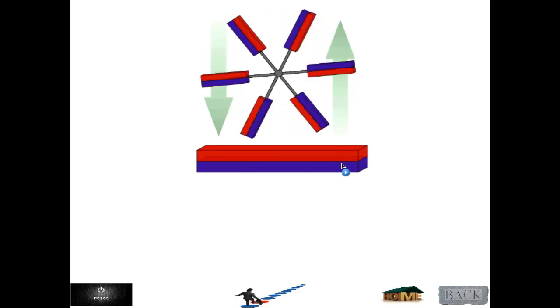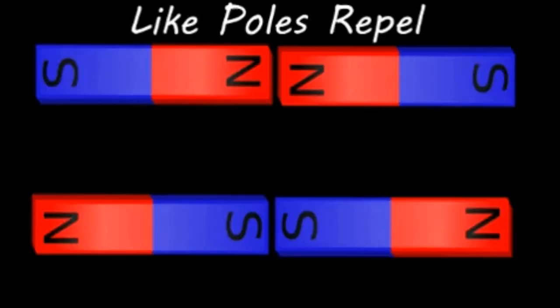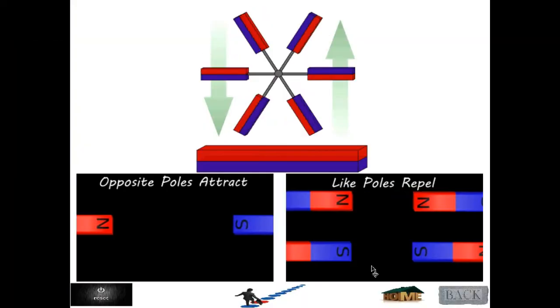Why is this happening? Since opposite poles attract each other, while like poles repel each other. The north-north repel each other, and the south-south repel each other.